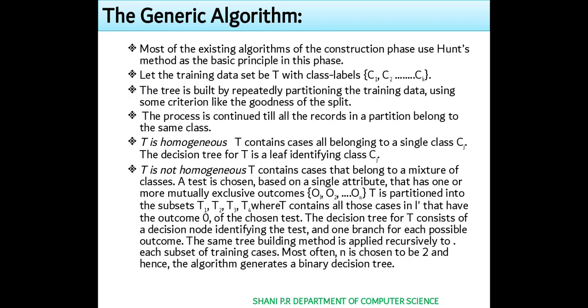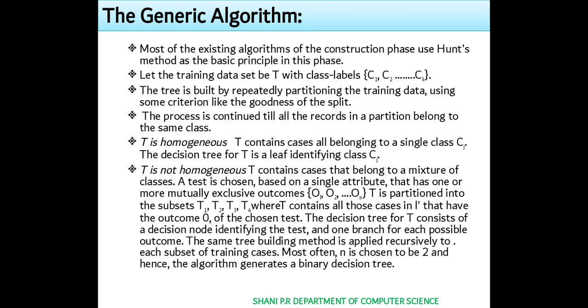Okay, so here let the training data set be T. So the training data set is T with class labels C1, C2 to Ck. Till now we had seen the class labels C1 and C2, but we can have a larger number of class labels also. That is represented in the form of C. That is a testing data set. Okay, so the testing data set is known.